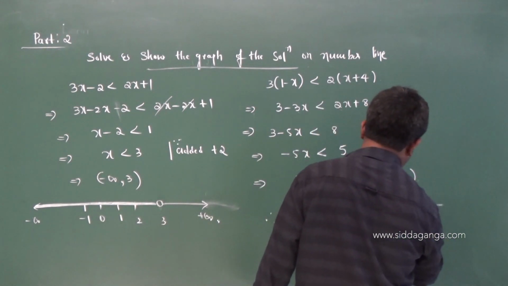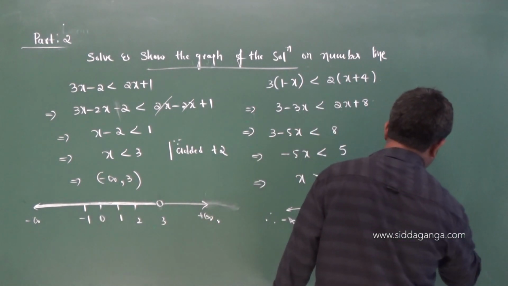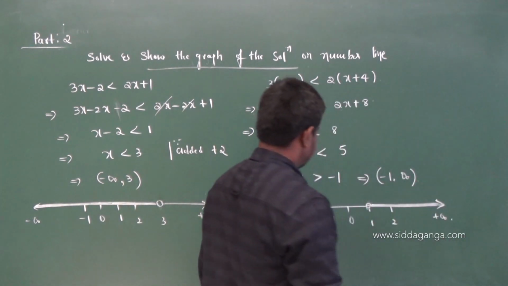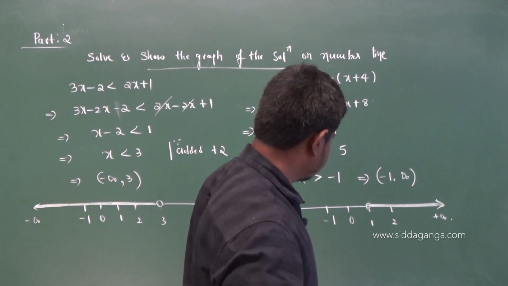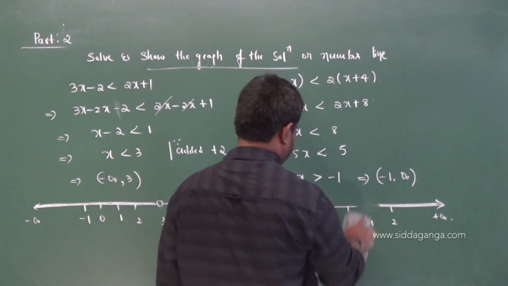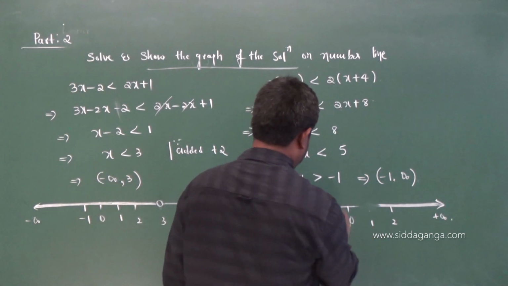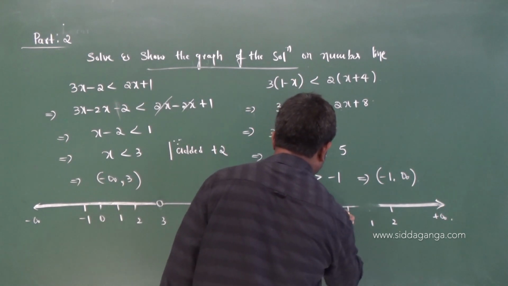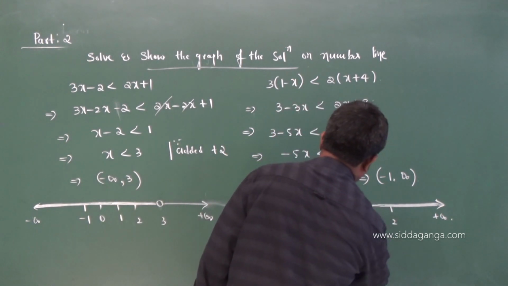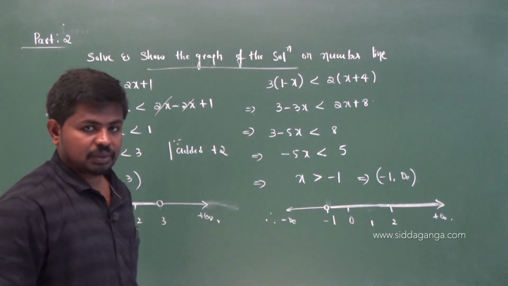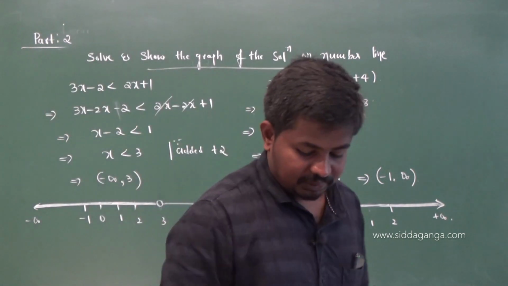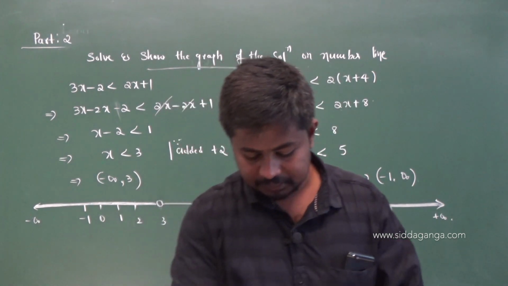So this is your solution, minus 1 to plus infinity. This is how you represent it on the number line.